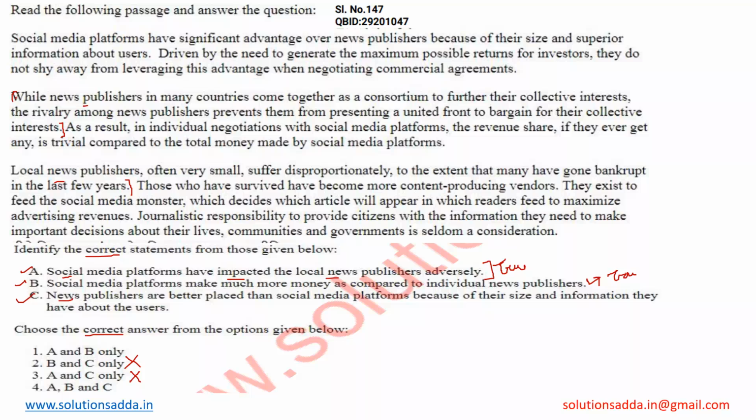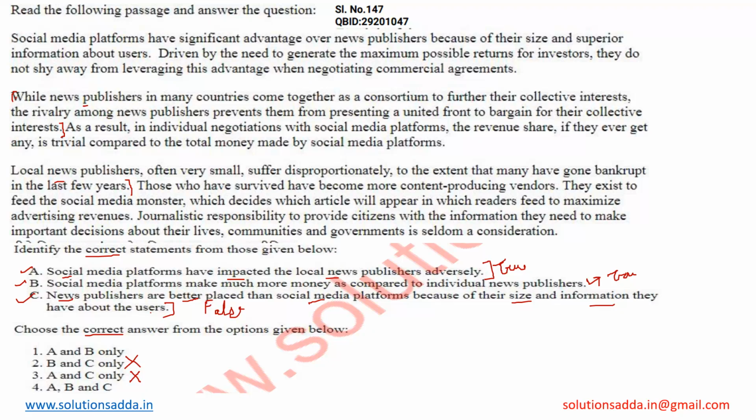Statement C says news publishers are better placed than social media platforms. Why? Because of their size and information they have about the user. We have already done this in the previous question, where we concluded that social media platforms have better information about their users but not the local news publisher. But in statement C, they say the exact opposite. They are saying that news publishers have better information about their users, which is a false statement.